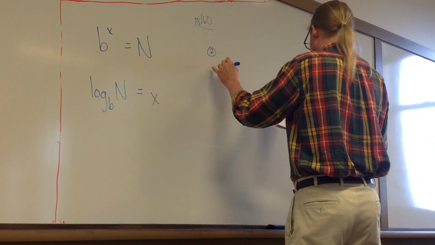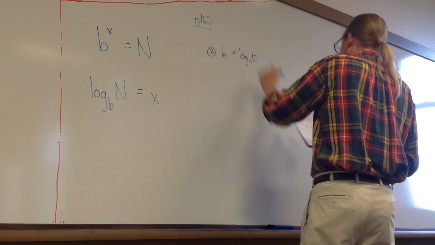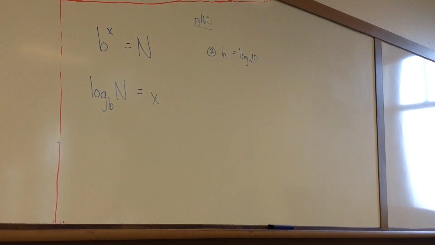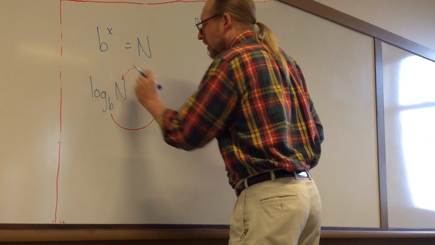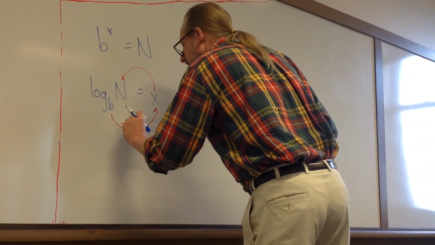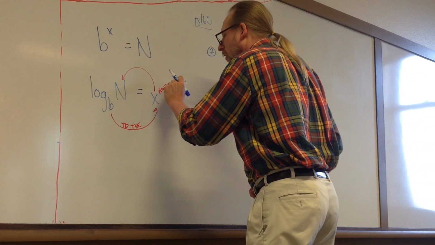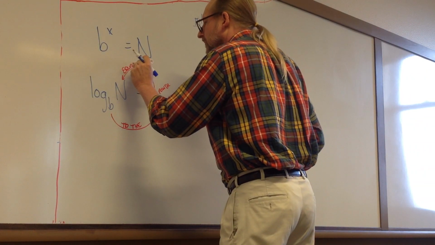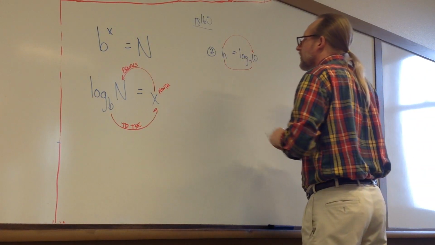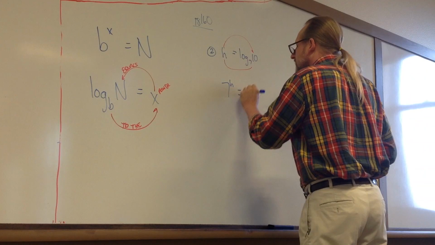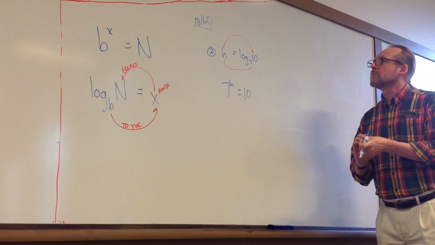So in problem 2, if we say h is equal to log to the base 7 of 10, then I sometimes remember this by this little circle here: b to the x power equals n. And so here we would say 7 to the h power equals 10. And that's it. That's all I'm looking for in the answers to these problems.